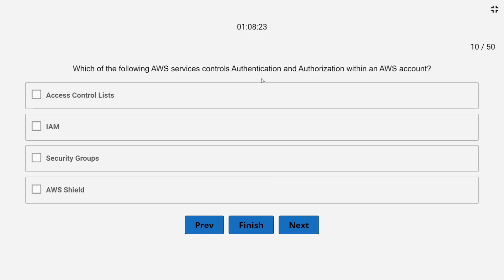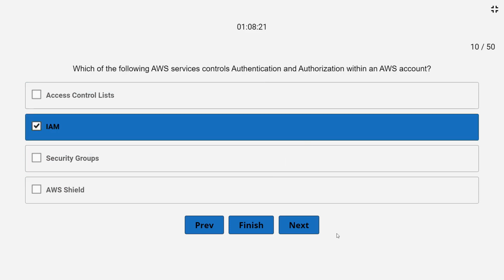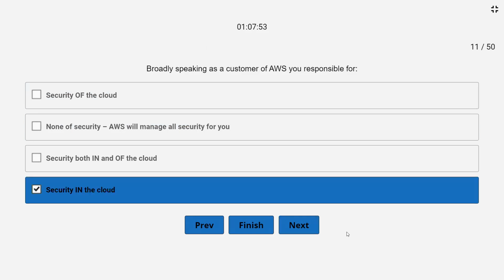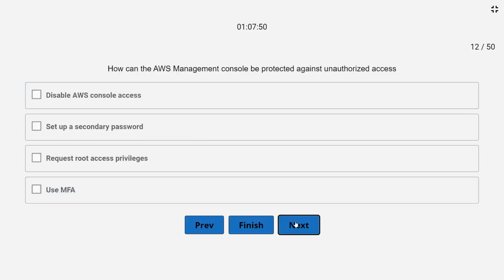Authentication and authorization within an AWS account. Broadly speaking, as a customer of AWS, you are responsible. Yes, broadly speaking, generally speaking, there is something else. So D.